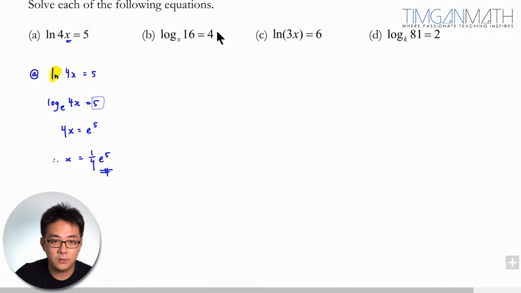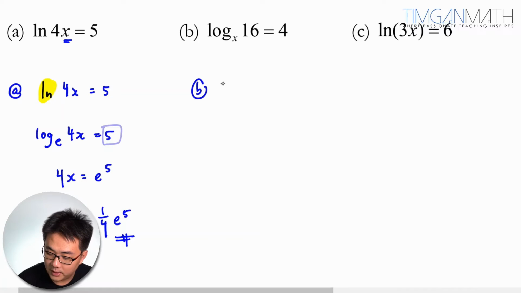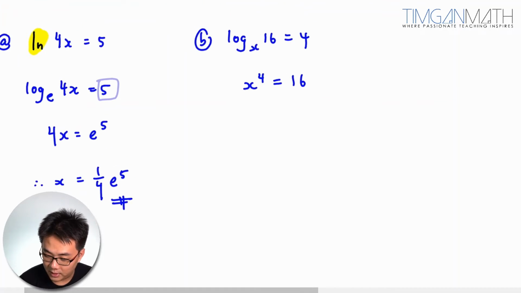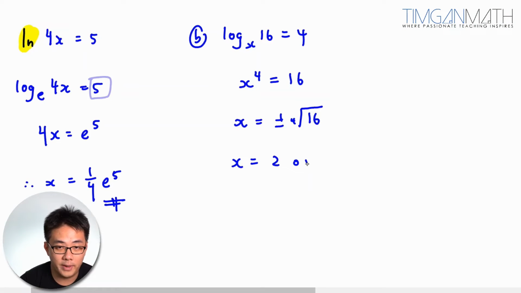All right, let's look at the second one. For b, similarly, you're asked to solve for x, so this is log base x of 16 equals 4. Hence what you're going to do is write it in index form, so x to the power of 4 is given by 16. Then x equals plus or minus the 4th root of 16. If you calculate, this will be 2 or minus 2.